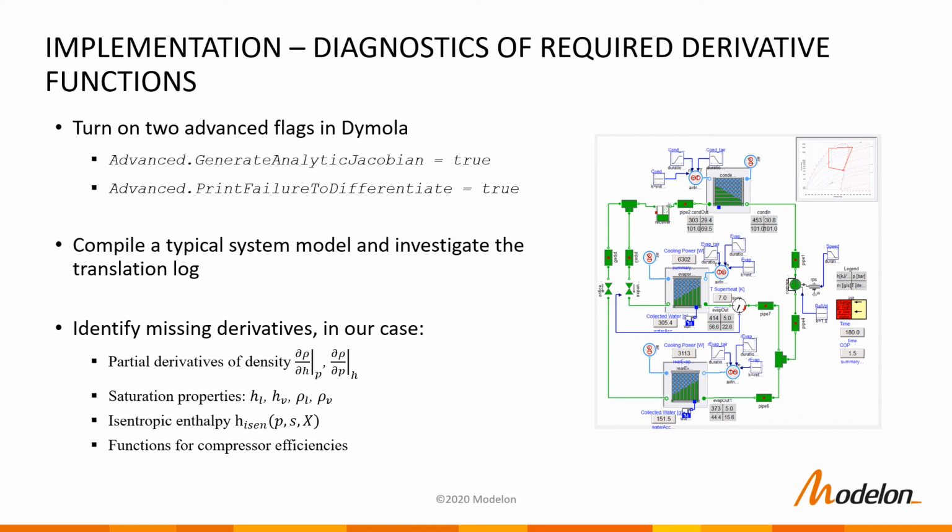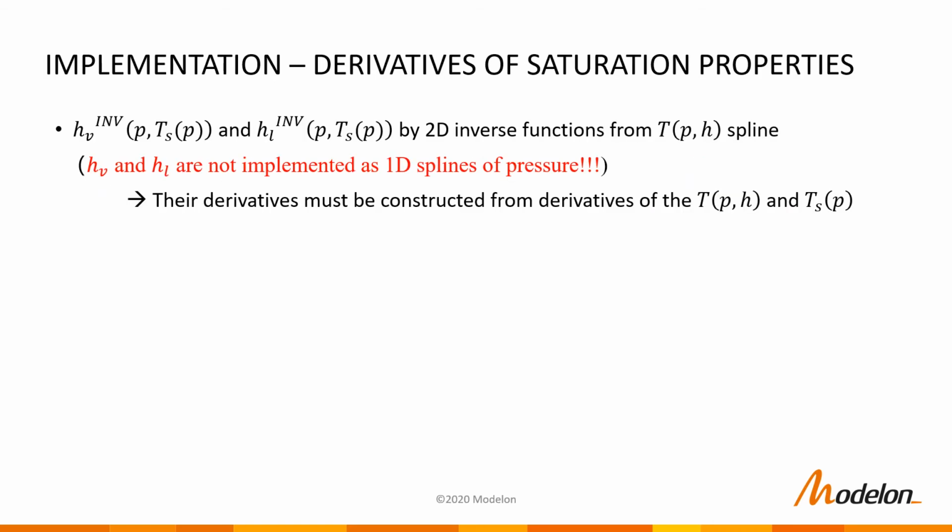Among all these missing derivatives, the saturation property are the trickiest. There are some subtleties I would like to address here. Recall that the saturation enthalpy functions are not implemented as simple 1D spline of pressure. Instead, they are implemented as inverse function from the 2D temperature spline in order to get a consistent description of the phase boundary.